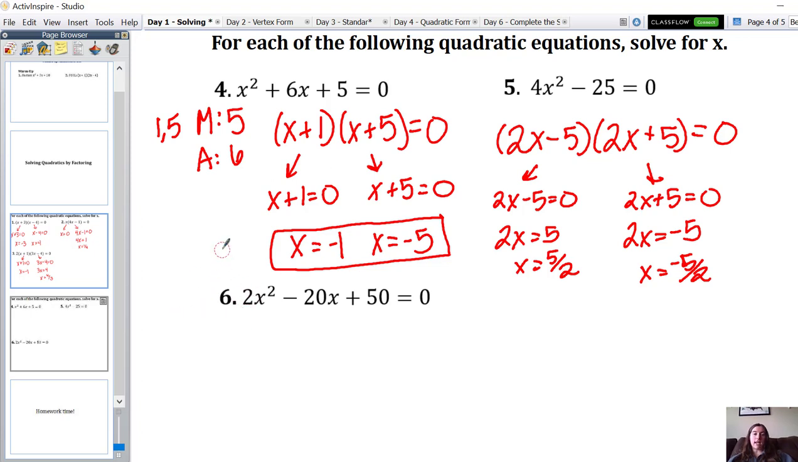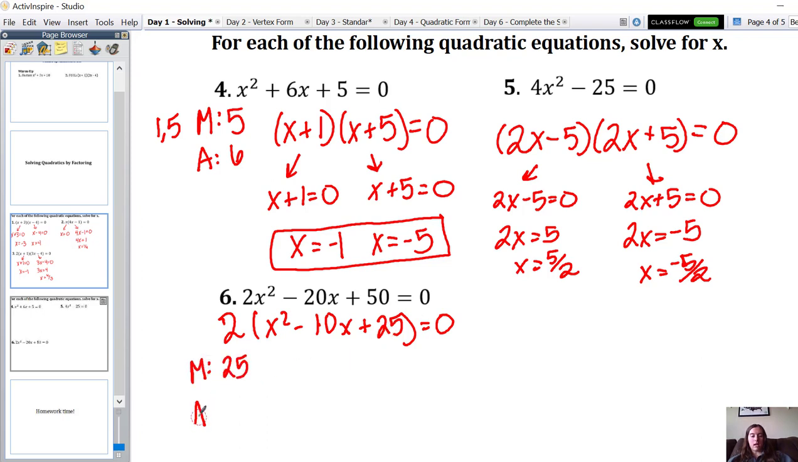In number 6, we can take out a GCF first. So I'm going to factor out a 2. And we're left with x squared, dividing everything by 2, 10x, and 25 equal to 0. Now looking just at my trinomial, I'm going to see what multiplies to 25 that adds up to -10.